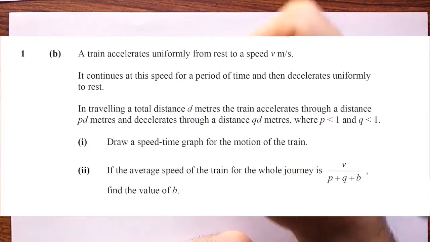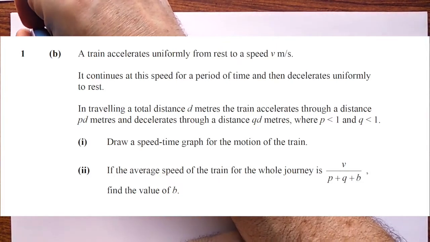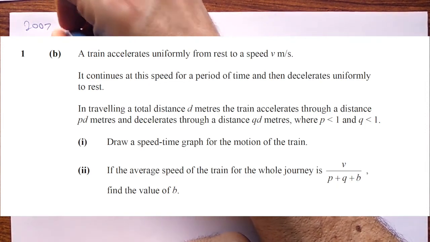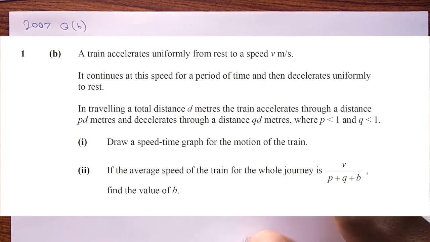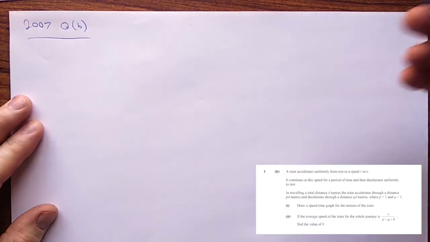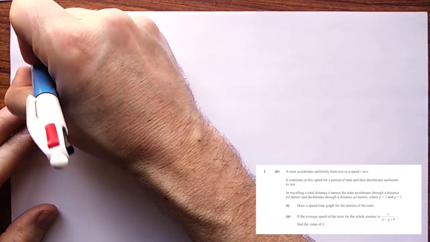Here we are in 2007, question 1, part B. Now, this is a linear velocity, linear acceleration question, and it's a multi-stage question. So the train accelerates uniformly from rest, continues at this speed, then decelerates. So the first part of this is going to draw a speed time graph.